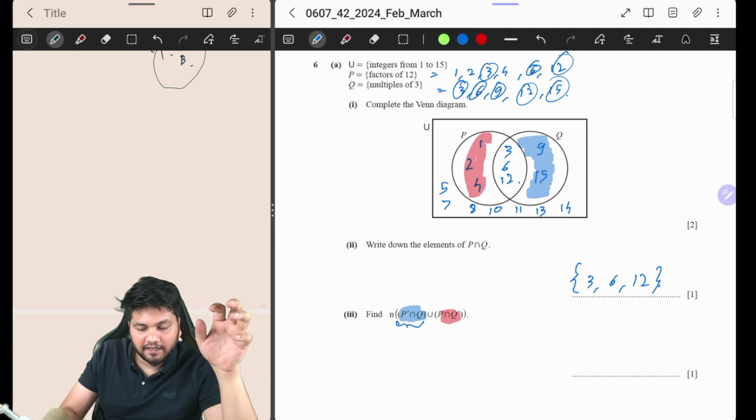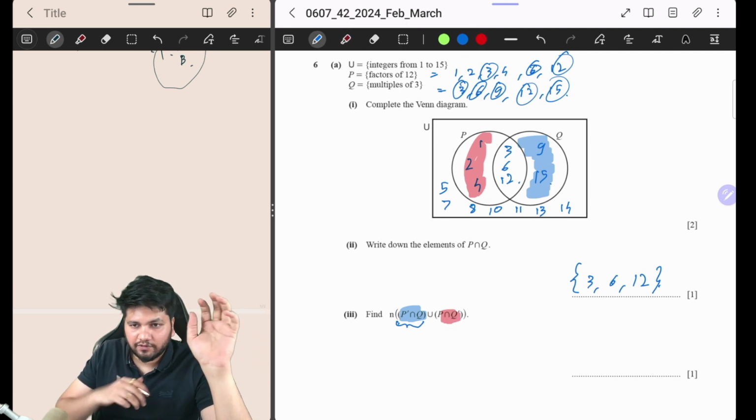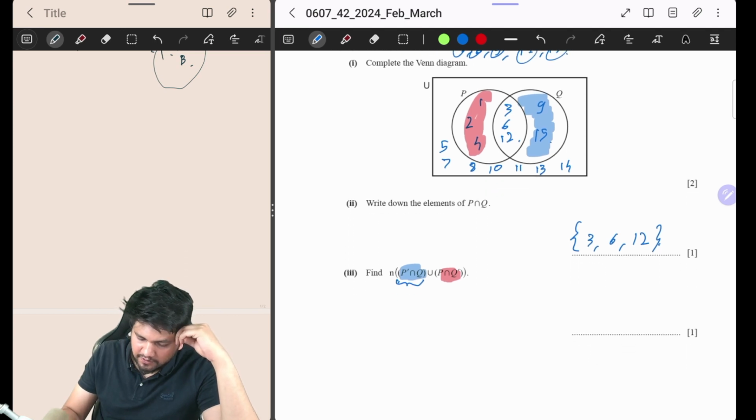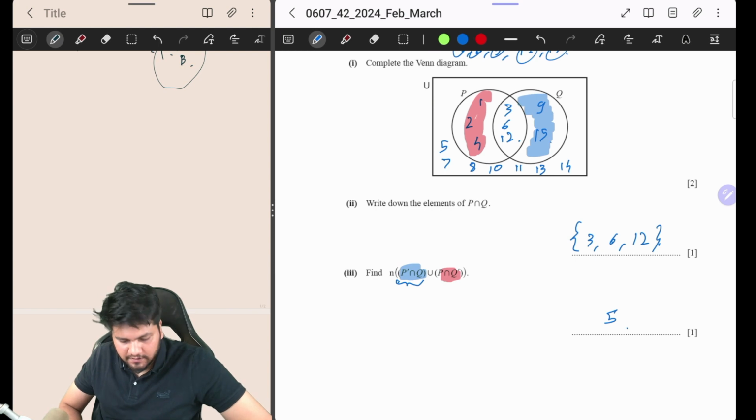And we are uniting. And as I told you, union is quite easy. You don't have to worry about it. You just keep on shading it. So it's going to be what? Number of this, it would be 5. That's our answer.